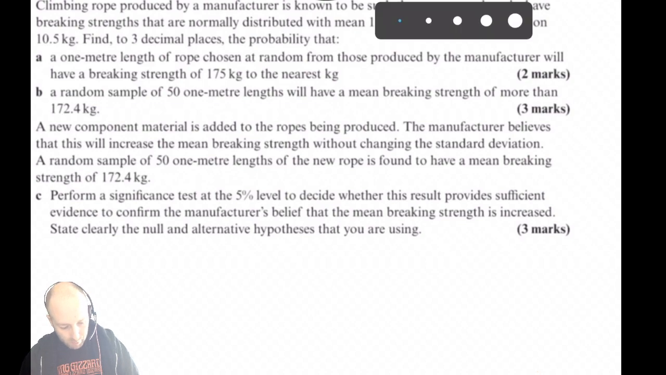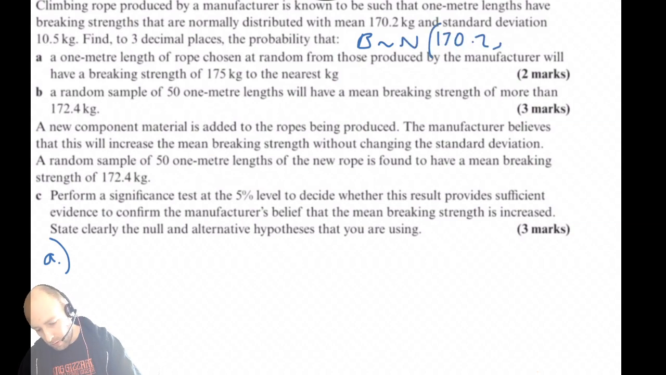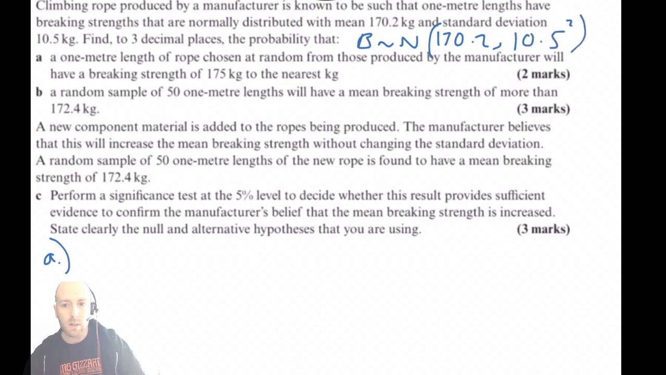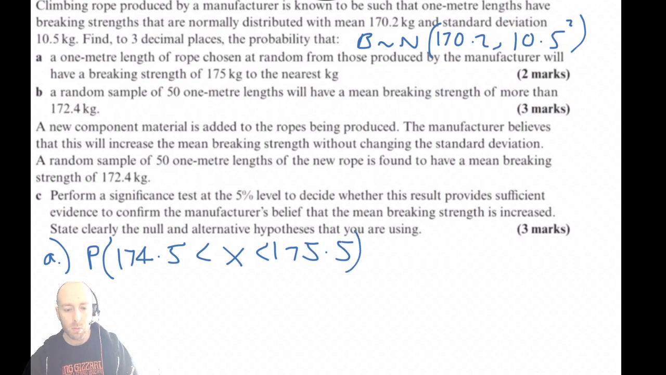So for part A then, let's write our distribution. So we know the mean is 170.2. So climbing rope, I'm going to use B for braking strength, 170.2, and then we got 10.5 squared. Okay, so we want to find that it's 175 to the nearest kilogram. So what that means really is we're looking for the probability it goes from 174.5 to x to 175.5. So that needs to be your workings.